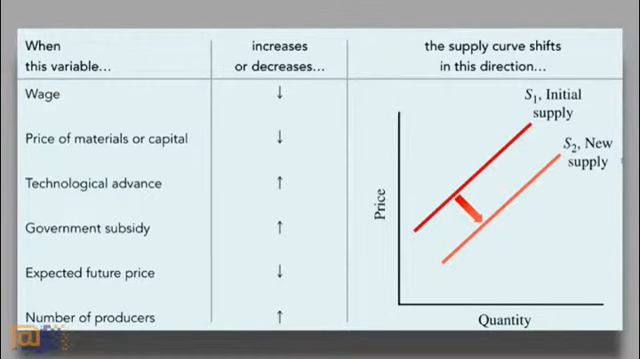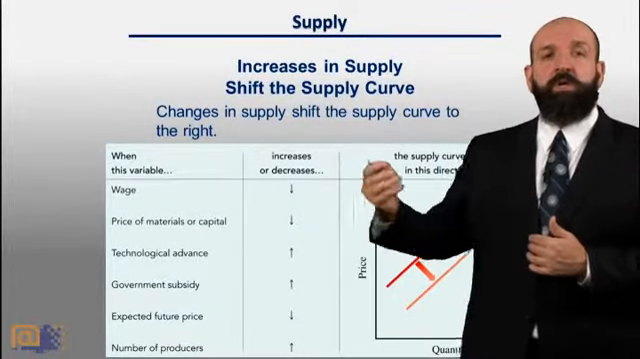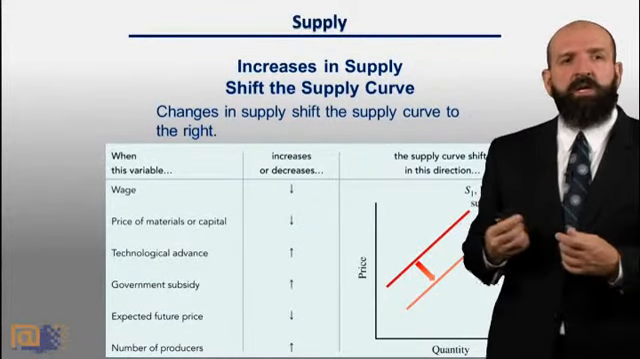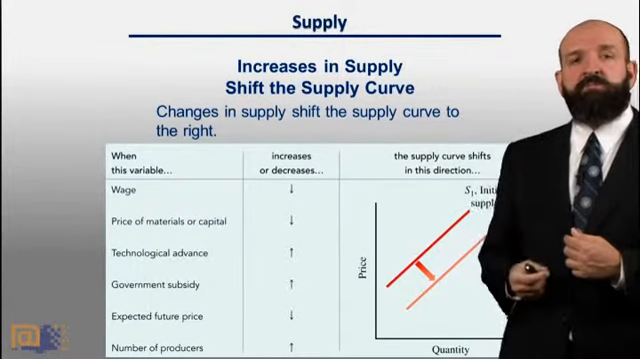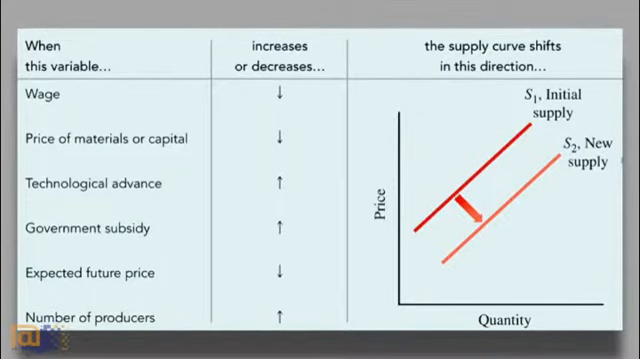Technological advances will shift the supply curve outwards or shift it to the right, representing an increase in supply. At this point, at any price, more product will be supplied to the market. Government subsidy. If the government decides to subsidize one of its products, again, it will shift the supply outward and will, through decreasing cost of production, essentially allow more product to be produced.